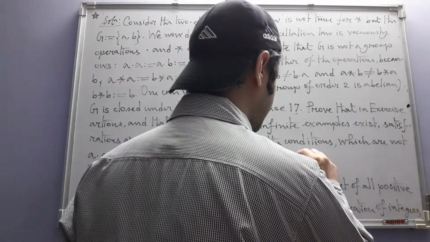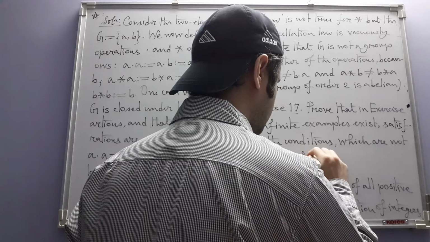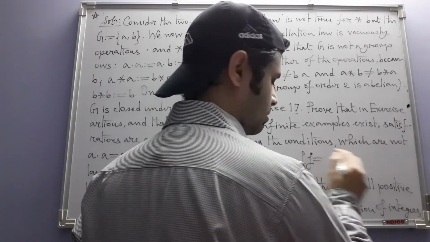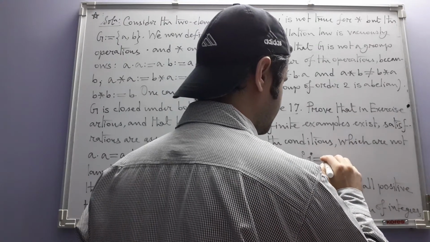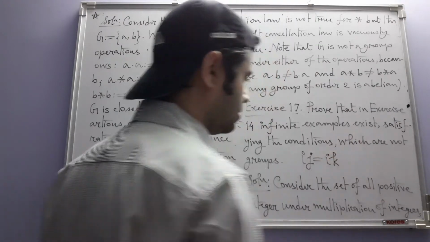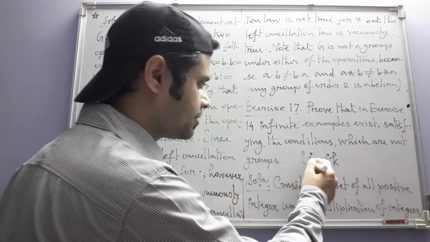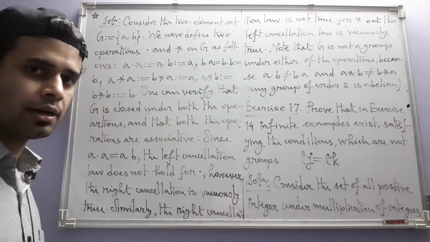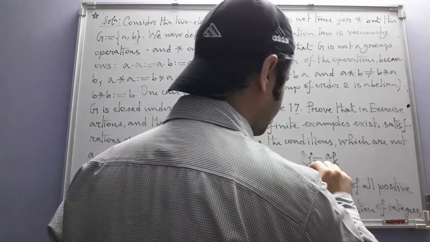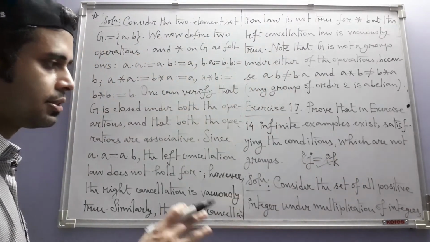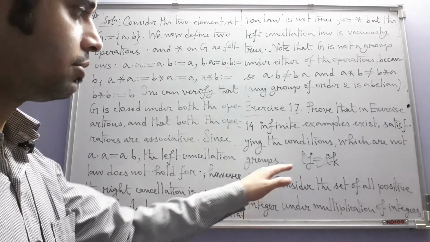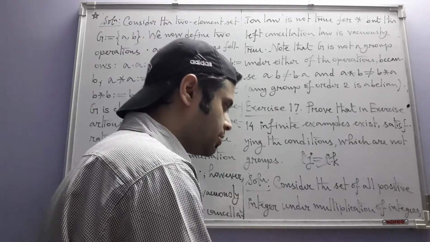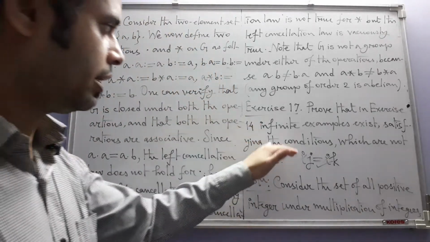If you have say three integers i, j and k, where they are all positive, and you have ij equal to ik, then since i is positive, it's non-zero, so you can cancel i from both sides to have j equal to k. So the left cancellation law is true, and since the operation is commutative, the right cancellation law is also true. So all the conditions are true of exercise 14.